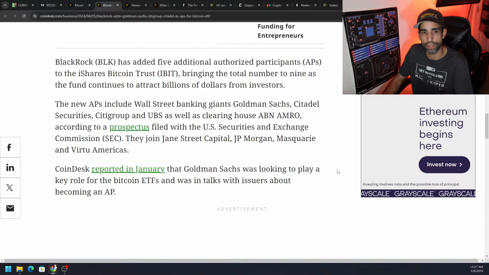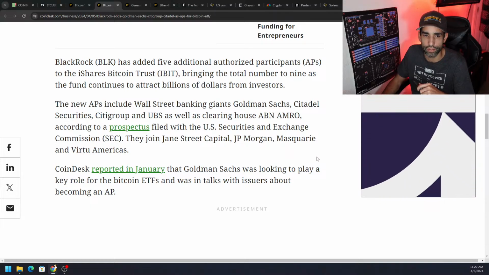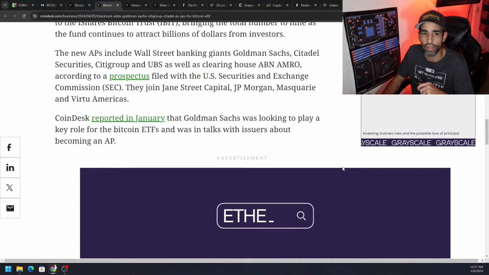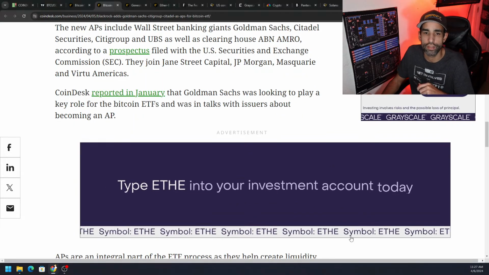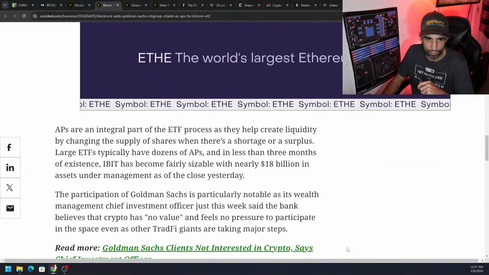The new APs include Wall Street banking giants like Goldman Sachs and all the names that I mentioned. According to the prospectus filed with the SEC, they joined Jane Street Capital, JP Morgan, Macquarie, and Virtu Americas. CoinDesk reported in January that Goldman Sachs was looking to play a key role for Bitcoin ETFs and was in talks with issuers about becoming an AP.